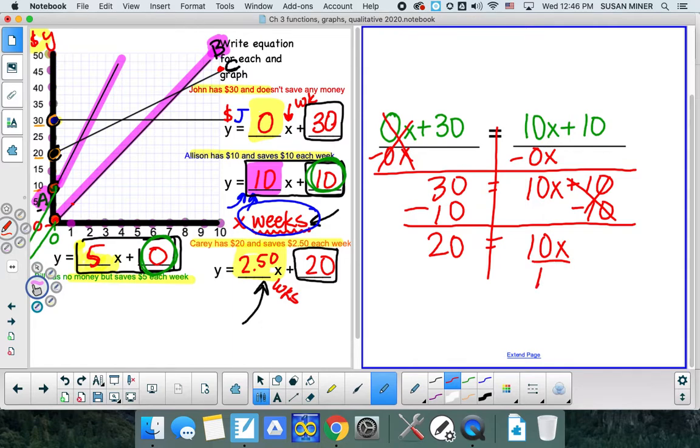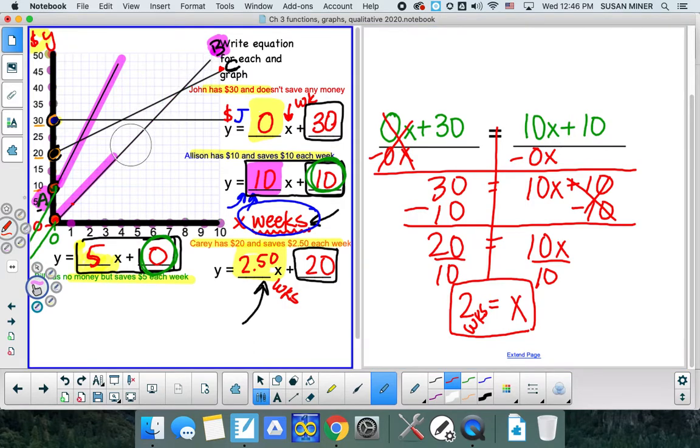And divide by 10. X is equal to 2. 2 weeks, right? X is my number of weeks. So let's take a look and see if we can see something happening here.